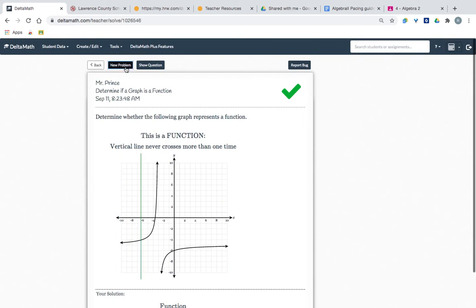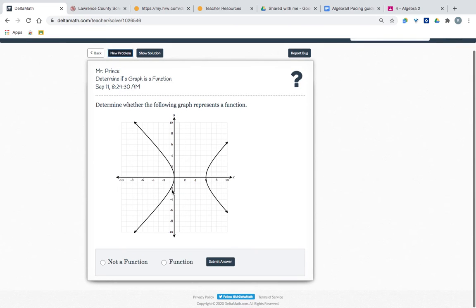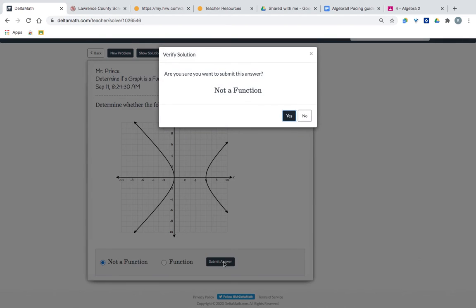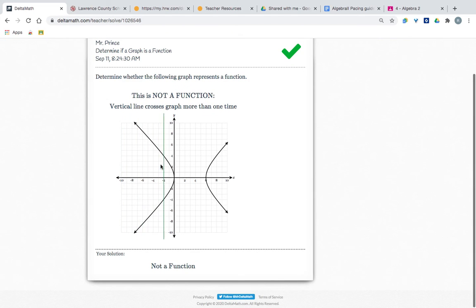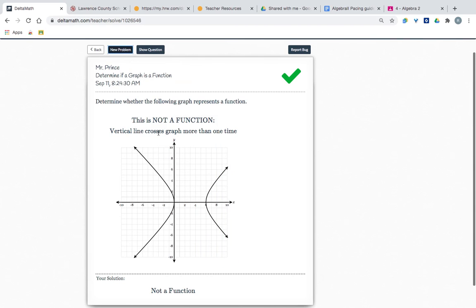New problem. Now this one obviously will not be a function. I can draw a vertical line here. I'm crossing the graph more than once if I draw a vertical line anywhere through here. Same thing over here. If I can cross the graph more than once with a vertical line, it's not a function. And it gives you your line. See how that line's touching the graph in two spots the whole time, all the way through there, and then all the way through here? Not a function. Vertical line crosses the graph more than once.